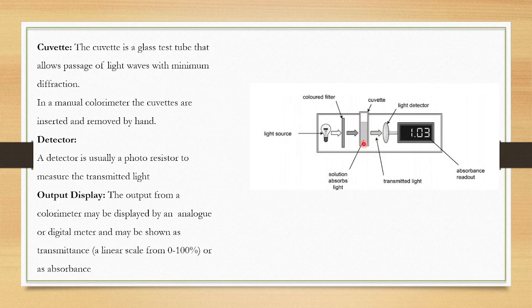Next one is the cuvette. A cuvette is a glass test tube that allows passage of light waves with minimum diffraction. In a manual colorimeter, the cuvettes are inserted and removed by hand.